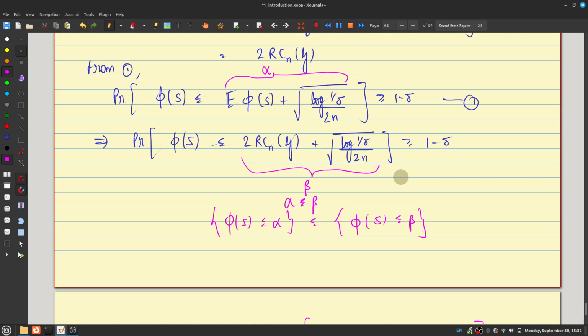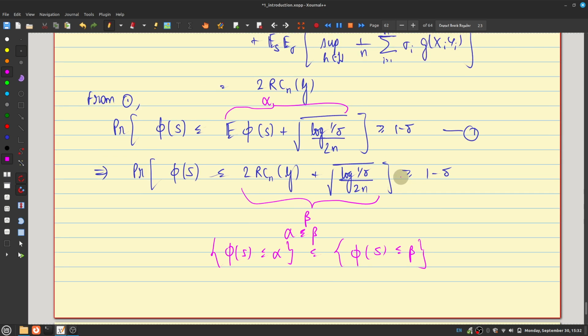Bounded between a and b, I always assume that a is greater than or equal to 0. Yes. Even otherwise, I could always shift everything by a, even if a is negative. Okay, but what is phi of S?